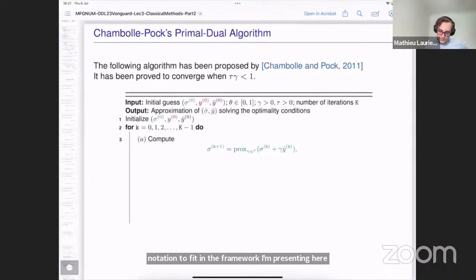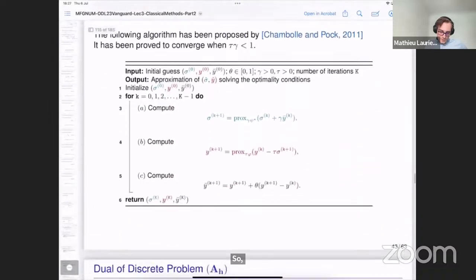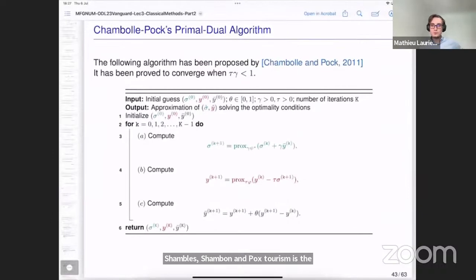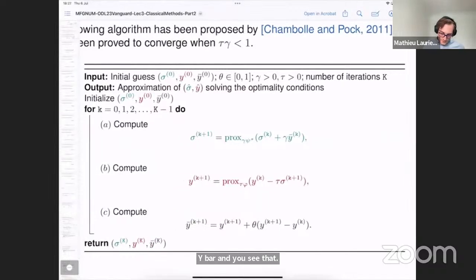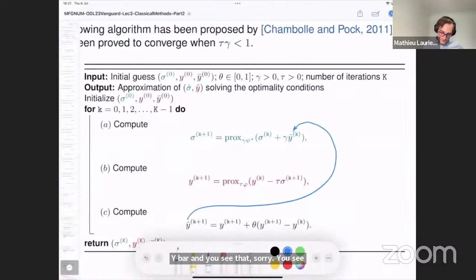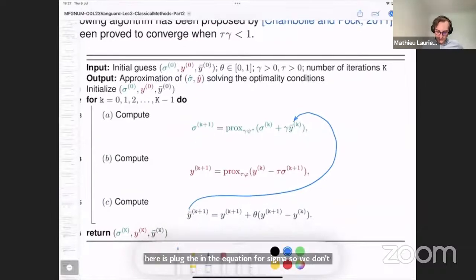So Chambolle and Pock's algorithm is the following. Let me just show the full algorithm. You have 3 steps. You update sigma, you update y, and then you update an auxiliary variable, y bar. And you see that y bar here is plugged in the equation for sigma. So we don't use y exactly, we use y bar. And here you recognize something reminiscent of what I have already described multiple times, which is to use a kind of damping coefficient to slow down the evolution and to make the iterations smoother in some sense.